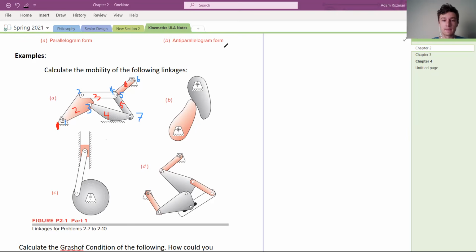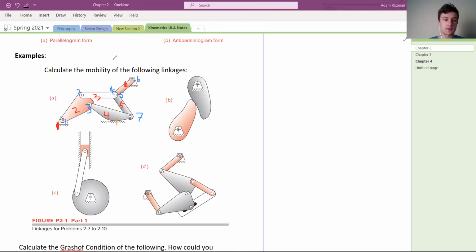Now, we just have one half joint here, which we'll call the surface, or I guess the connection between this curved ternary link or binary link and the ground here. So you can see here that this link can rotate as well as go side to side. So it has 2 degrees of freedom. We'll call it a half joint.